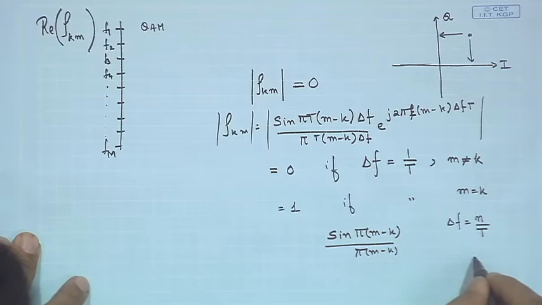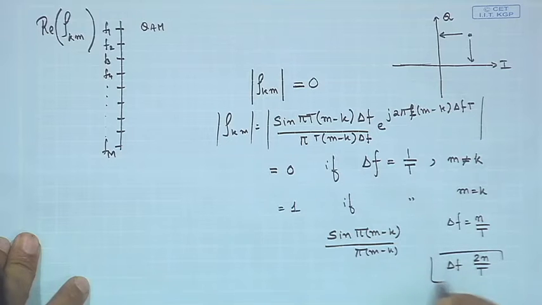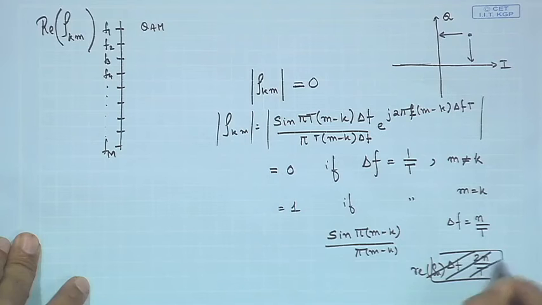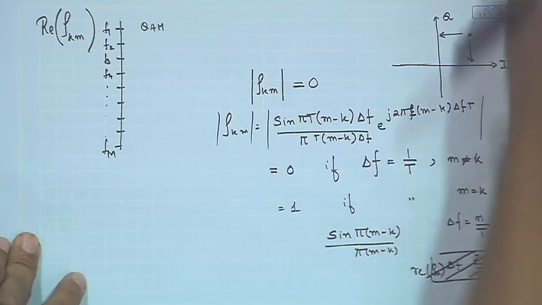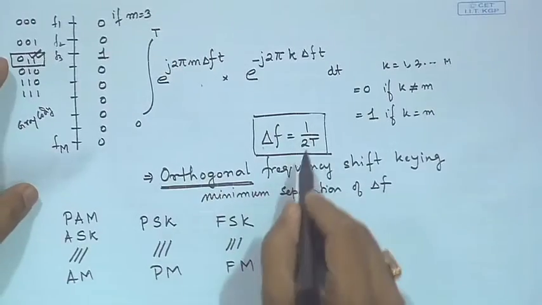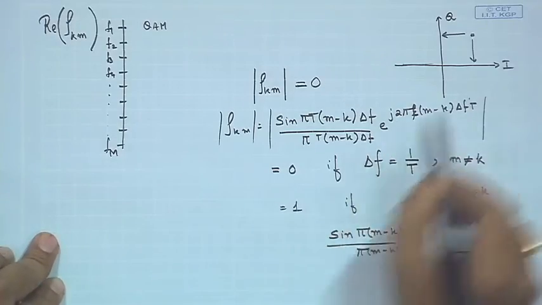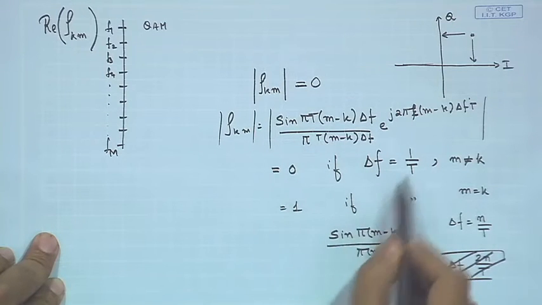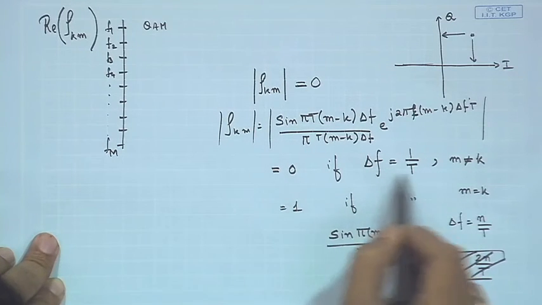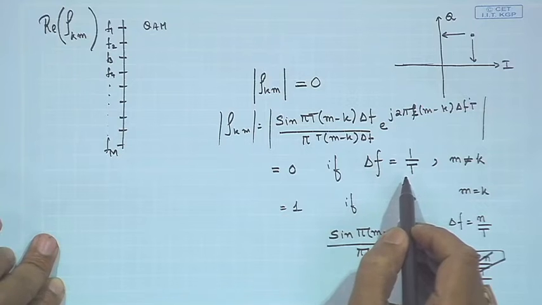In the previous case, we had 2n upon t for the real rho km. I will just strike it off to remove confusion. We should remember earlier we had that because we had taken the real part, but now since you are taking the absolute value, this one will go to 1, you are left with this. This is the relationship that holds. So, delta f should be equal to 1 by t.